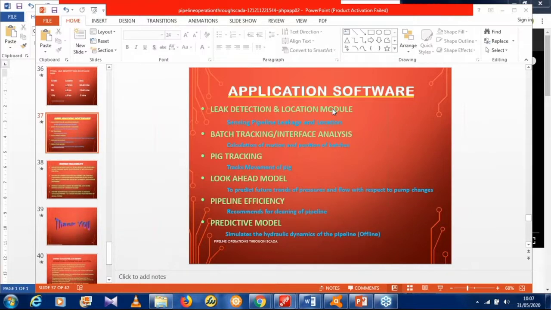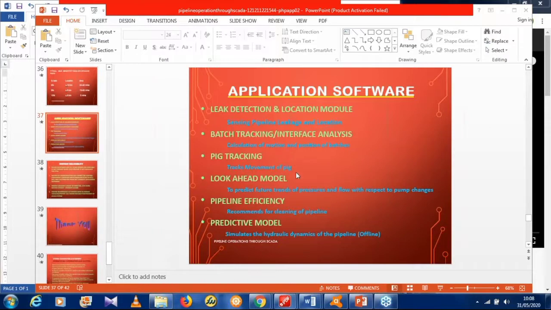It also does that by using coordinates. That's what it basically works with. All right, and the flow, then pressure drop. So it relates the pressure drop, the flow dynamics, and the coordinates. That's how it works. Then we have the batch tracking or interface analysis. That one does calculation of motion and position of batches. So for each batch of crude or petroleum products that are being transported across the line, it calculates the motion and position. That also uses coordinates.